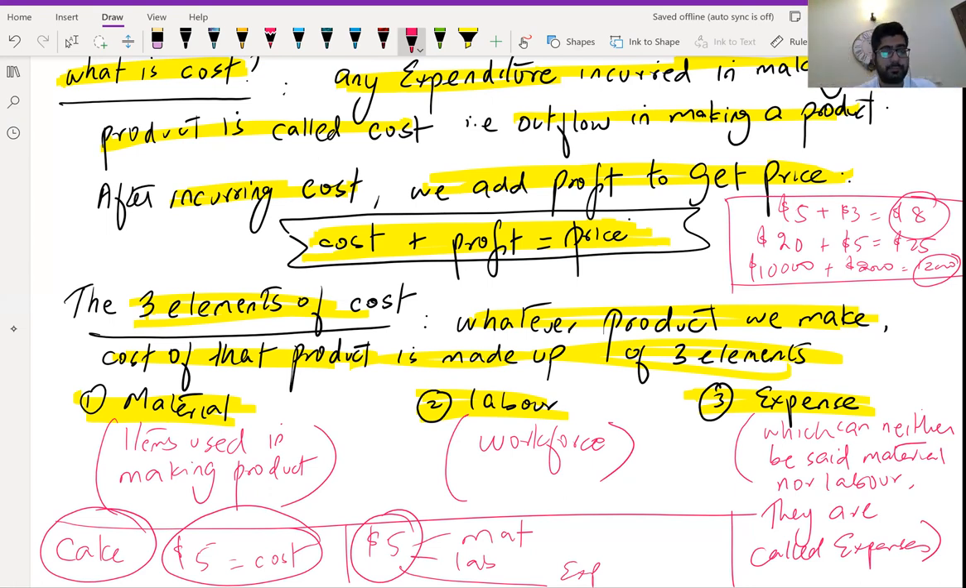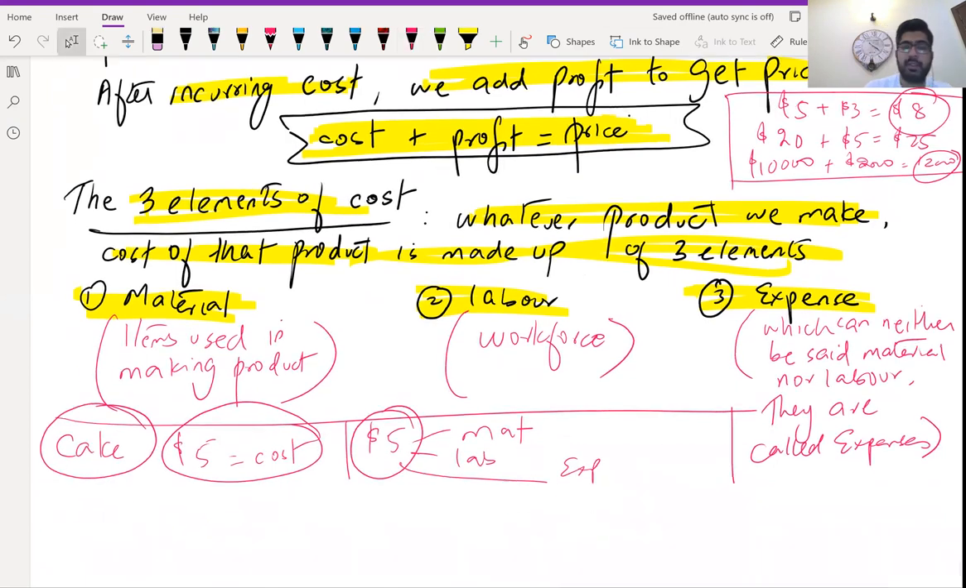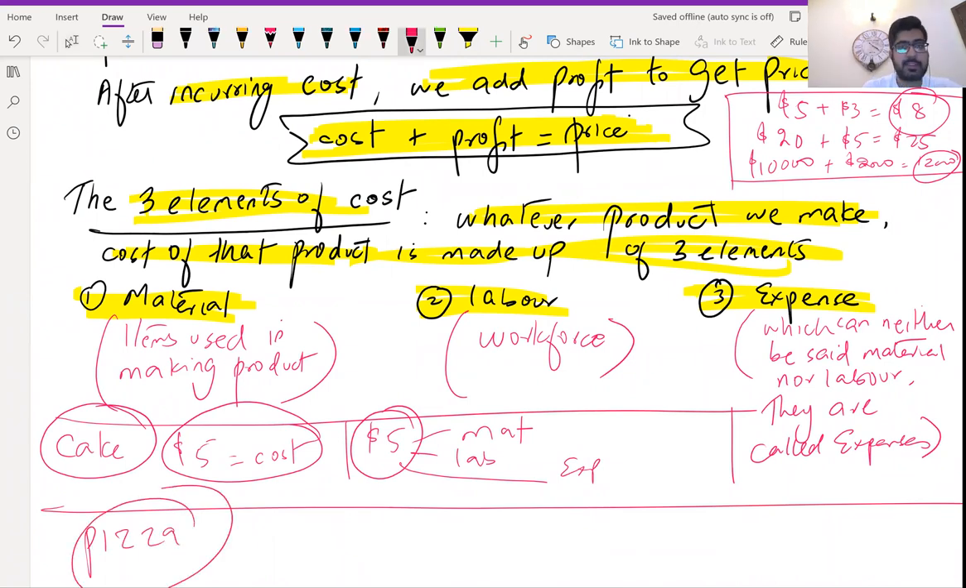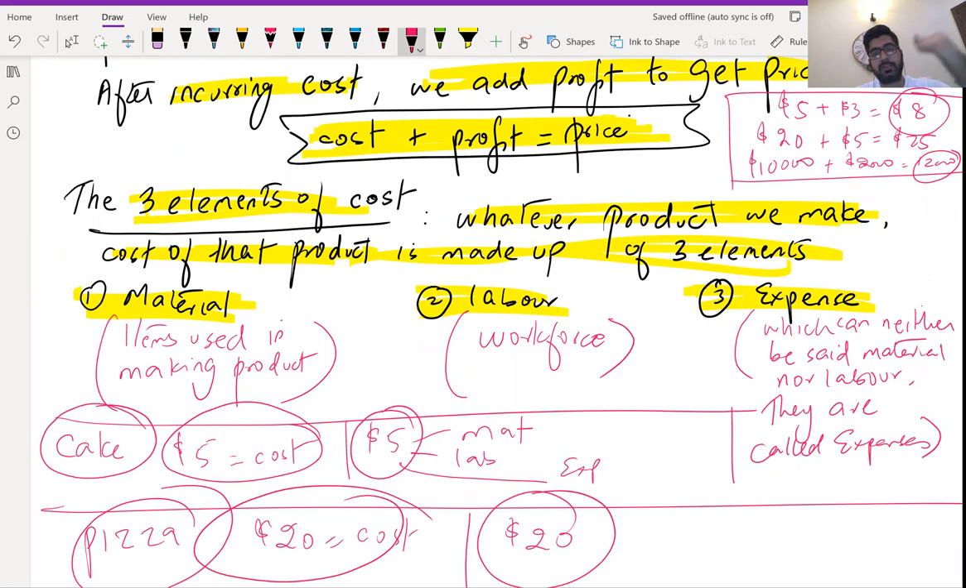Go to the second example. The second example I gave you was of pizza. I was talking to you about a pizza shop. Let's suppose a pizza shop makes pizzas. When they make a pizza, the pizza won't be made for free. It will cost some money. Let's suppose $20 was spent on making the pizza. That's cost. This $20 cost is made up of three things because there are three elements of cost.